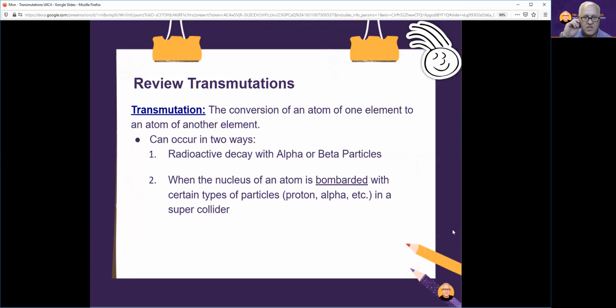So let's review transmutations. And remember, we're not having you do a lot of these kinds of formulas or equations. We're just looking at the concept of this transmutation. And a transmutation is the conversion of an atom of one element to an atom of another element. And it can occur two ways: radioactive decay with alpha or beta particles, or when the nucleus of an atom is bombarded with certain types of particles, proton, alpha, etc., in a super collider.